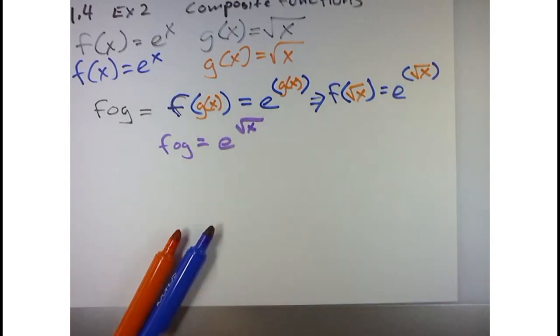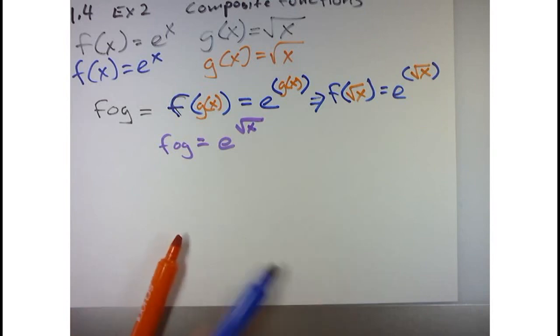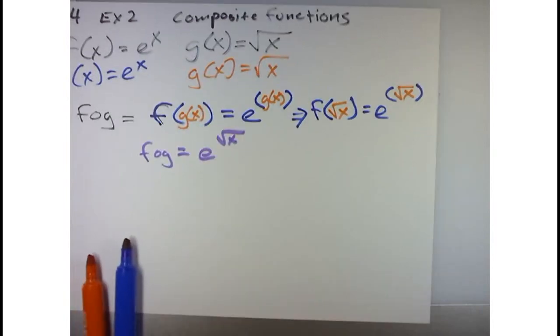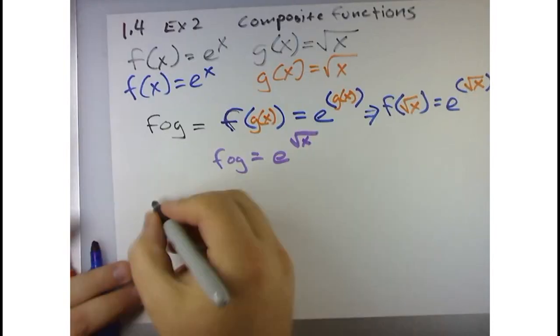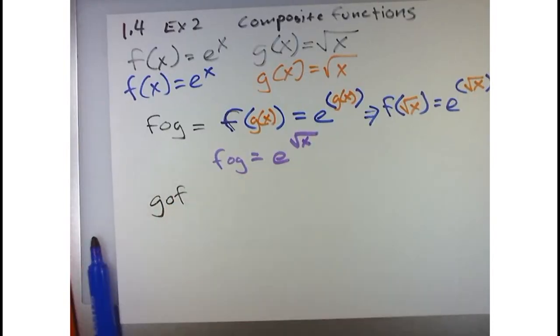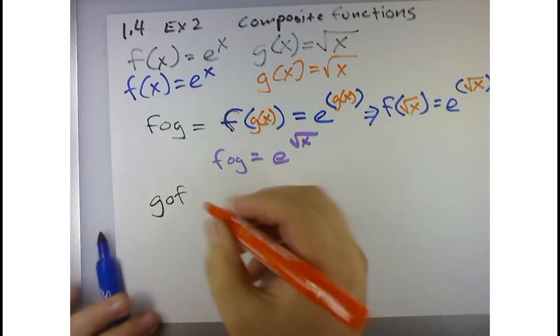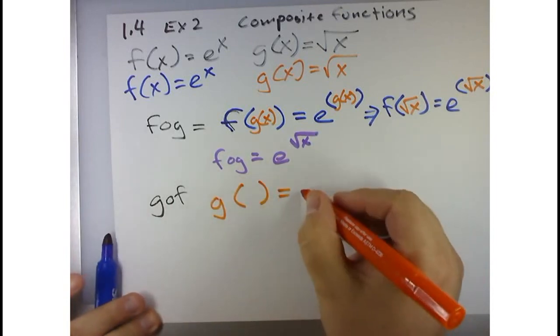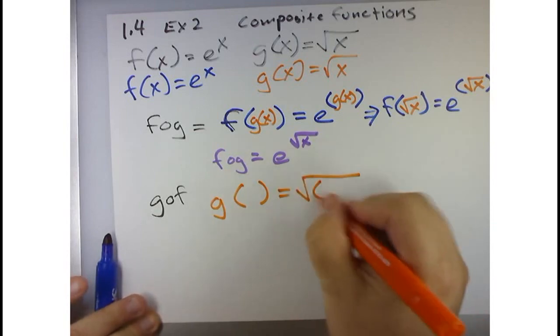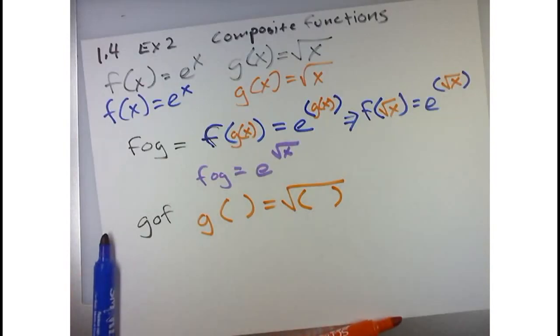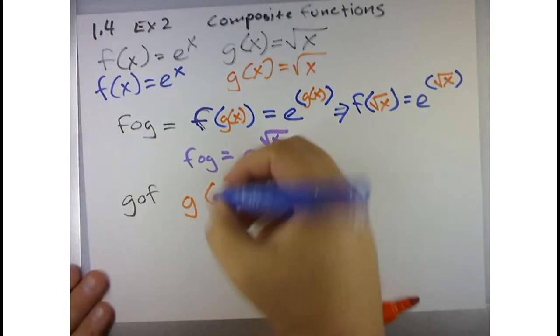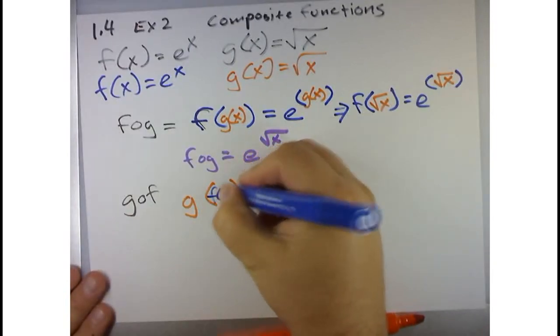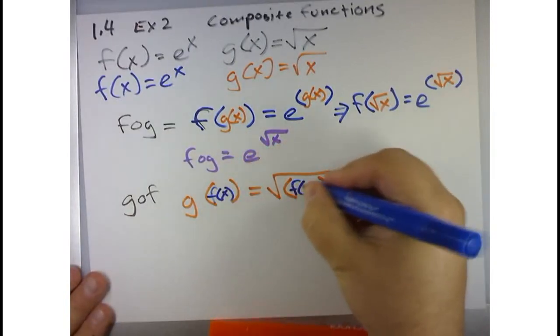Now I could write that a different way too. Let's do this again. Let's do g of f of x. So now in this case I'm going to start with g of something is equal to the square root of something. So when I remove the x's, I'm replacing them with parentheses to be a placeholder. And since I want g of f of x, that would be the square root of f of x.